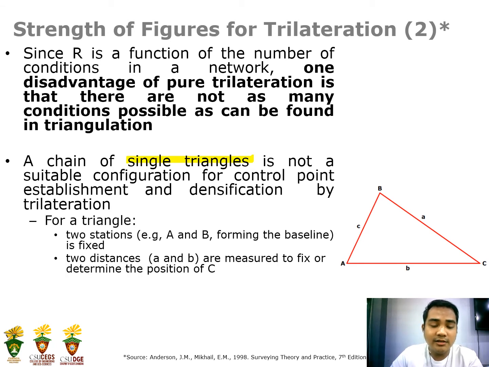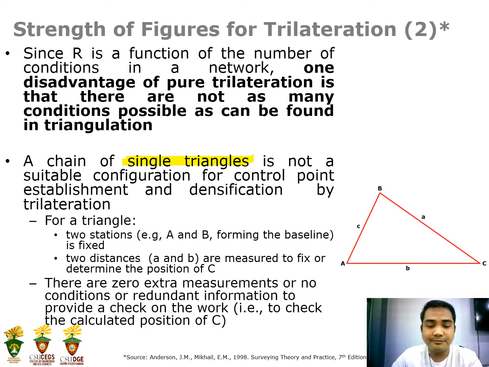And for a triangle, na ay 2 stations, example A and B, duha ka station, station A and station B, forming the baseline is fixed, no? Fixed, dapat na-measure na siya accurately. And 2 distances A and B, no, are measured to fix the determined position of C. Dapat kung mugamit ta og single triangles, dapat ang duha ka station are being fixed, and the distances A and B are dapat na measured siya accurately to fix the position of C.